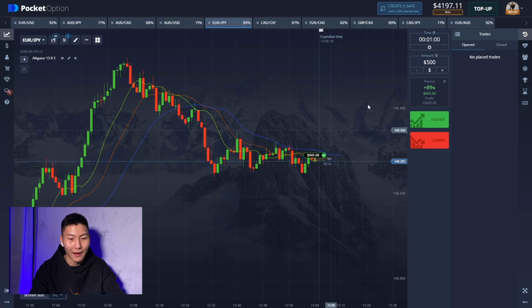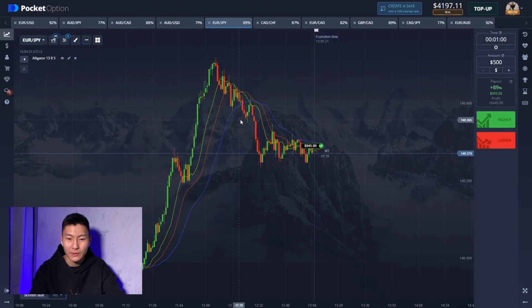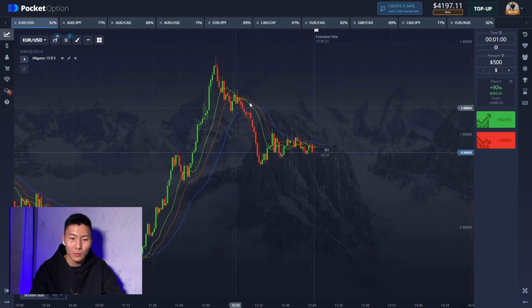So guys, our final trade is in a profit. We got 4,200 on our balance. Great result considering the fact that we started with $1,500.